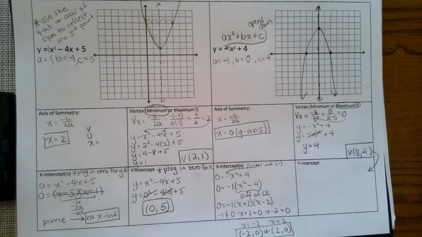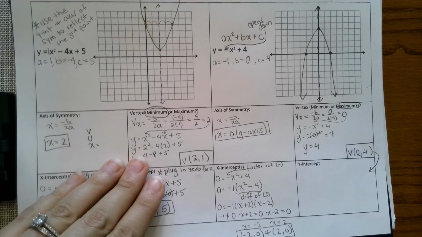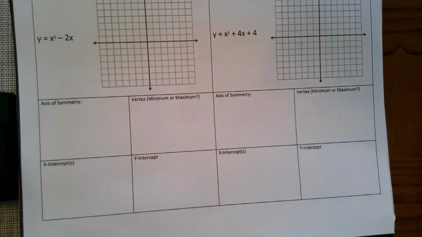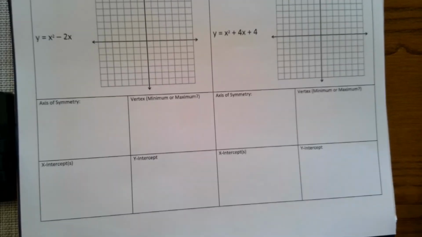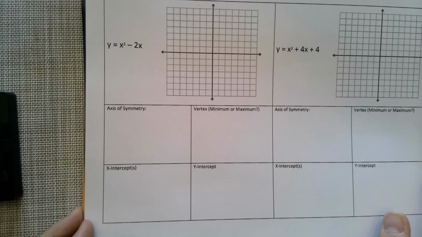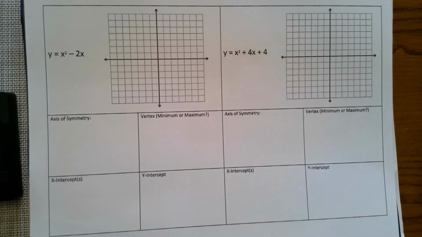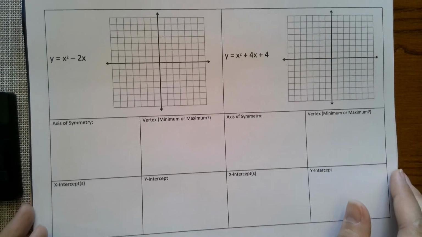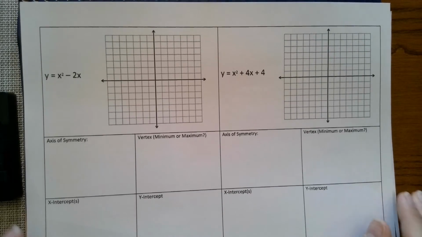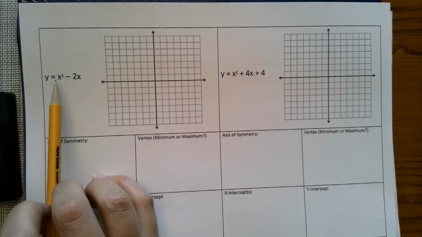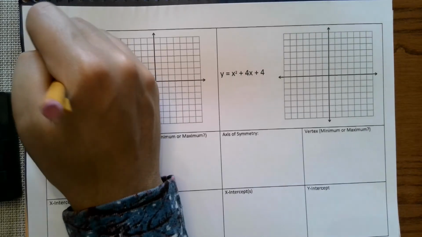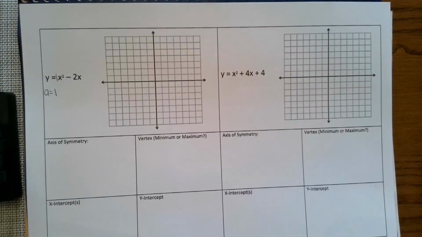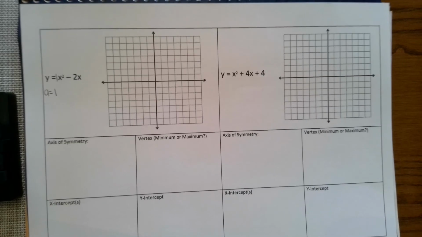Okay, let's go ahead and take a look at the back. Okay, so looking at this one here, can you see the whole screen? Yes, okay, let me just scroll down a little bit. Okay, so for this one I can see I do not have a negative in front of my x squared. In other words, a is 1. So since a is positive, my parabola is going to open up.